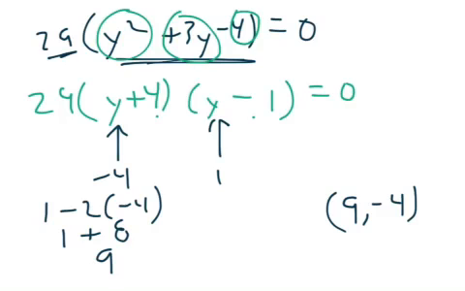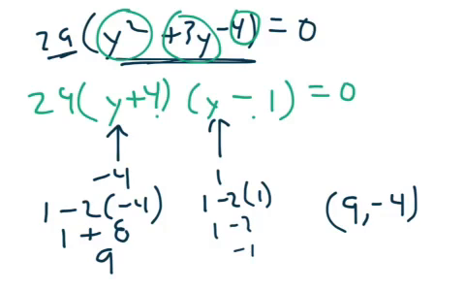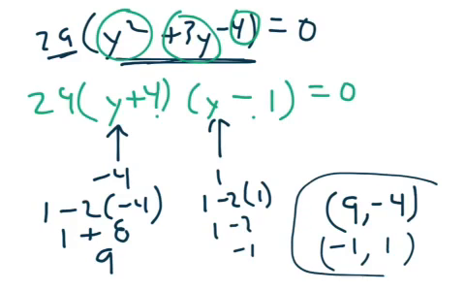Doing the y equals 1. I know 1 minus 2 times the y equals x again. I'm going to have 1 minus 2, which is negative 1. So my second solution is negative 1, 1. X is negative 1, y is 1. These right here, guys, are my solutions. Pause the video if you need to.